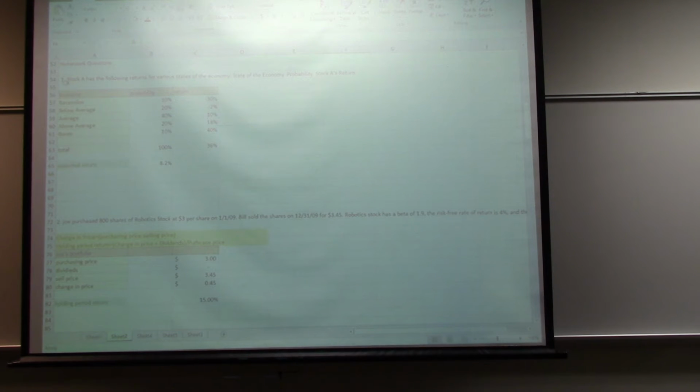So for number one, a stock has the following return in various states of the economy, and we find stock A's return, so the expected return. 8.2%. Anybody got a different answer? No?